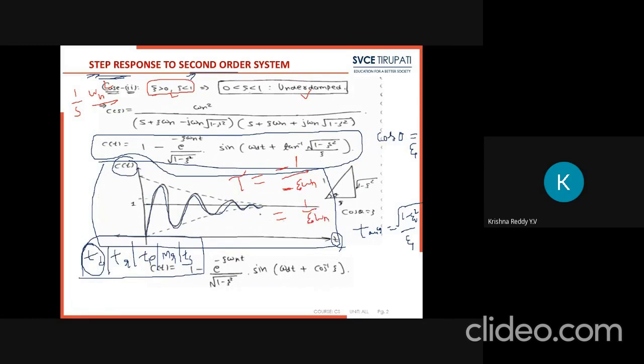Now in order to reach the 5% tolerance band, we require 3 times the time constant, that is 3 by zeta omega n. Similarly, to reach the 2% tolerance, it is 4 tau, that is 4 by zeta omega n. In order to reach the 0% tolerance band, it requires 5 times its time constant, that is 5 by zeta omega n.